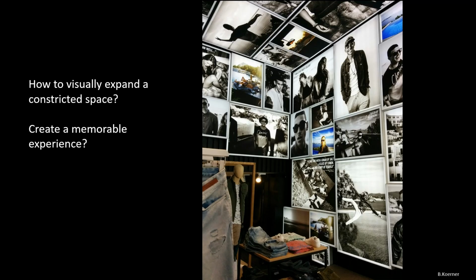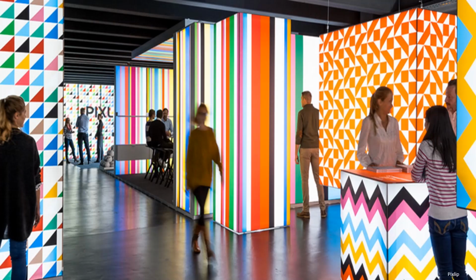For example, this is Chasing. This is a men's clothing store in Amsterdam. And it's an incredibly small, constricted space, rather bizarrely proportioned with very tall ceilings. And they maximize that by using this collage of imagery, and each light box is set at a different depth across the surface, really creating a very, very memorable retail space.